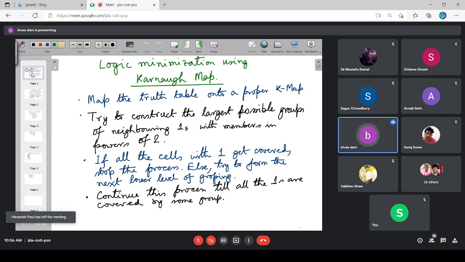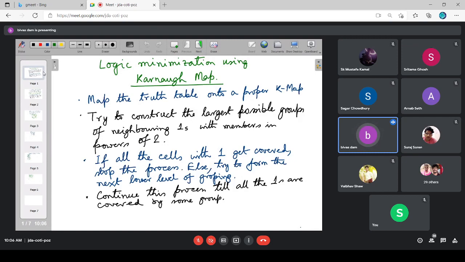First, I have listed several steps for performing the logic minimization using Karnaugh map. The very first step of any conventional logic design is to start with the table of the corresponding logic function. Given any conventional logic design problem, after understanding what the problem requirement is, we have to translate that problem into a corresponding truth table.